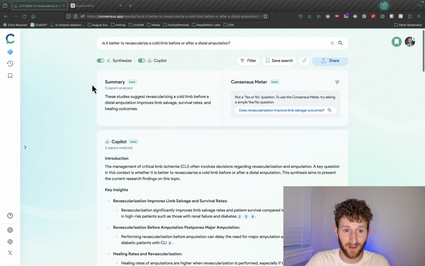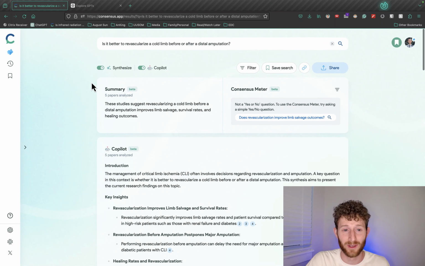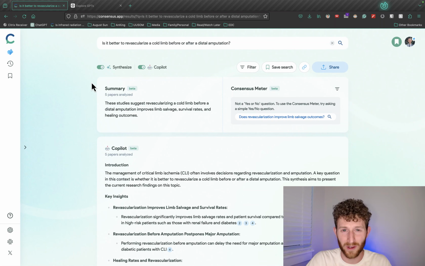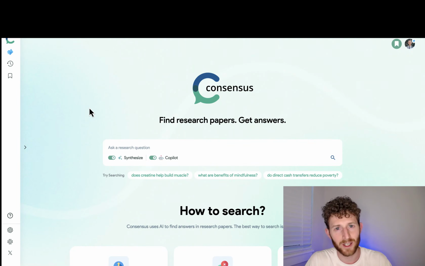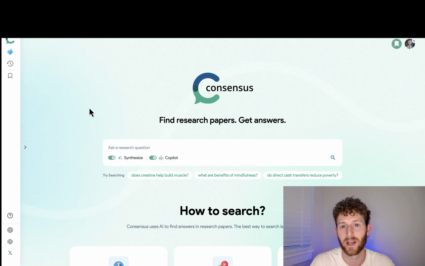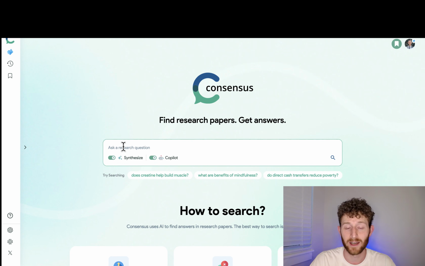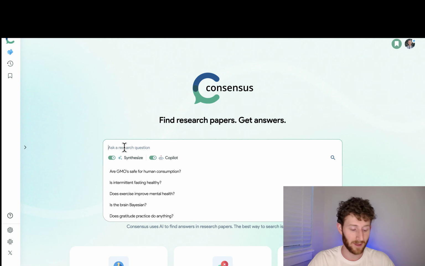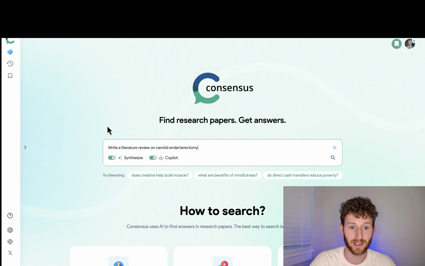So I really think this is a valuable tool, and it will allow you to get more involved and immersed in the research and to start seeing it play out in clinical practice. I think I mentioned earlier that Consensus could help you prepare for journal club or other events like grand rounds. If you know that you're going to be discussing something, say carotid endarterectomies, this is a really useful tip that you can do. Come in here and write a literature review on carotid endarterectomy.